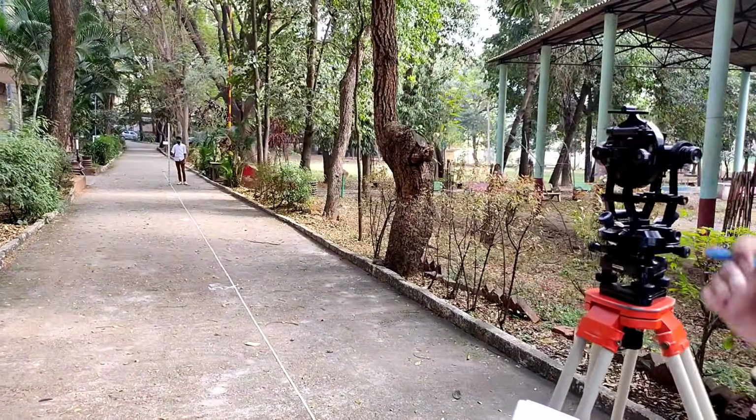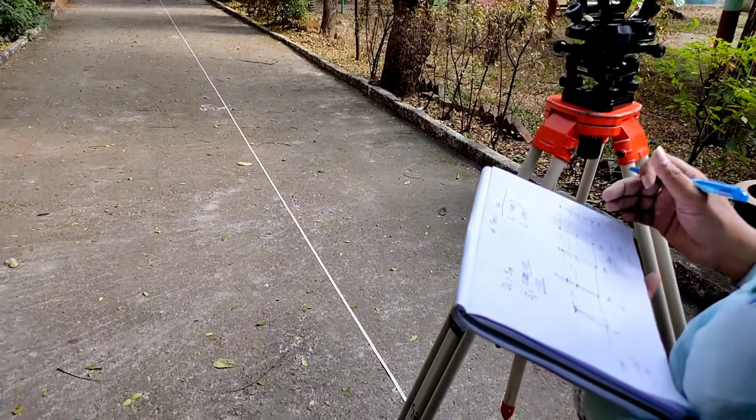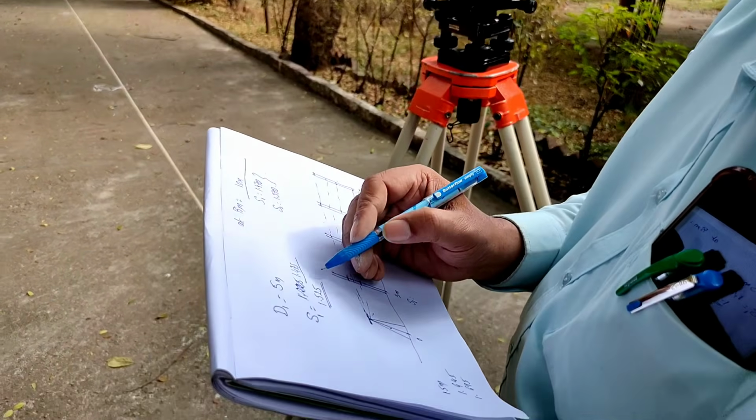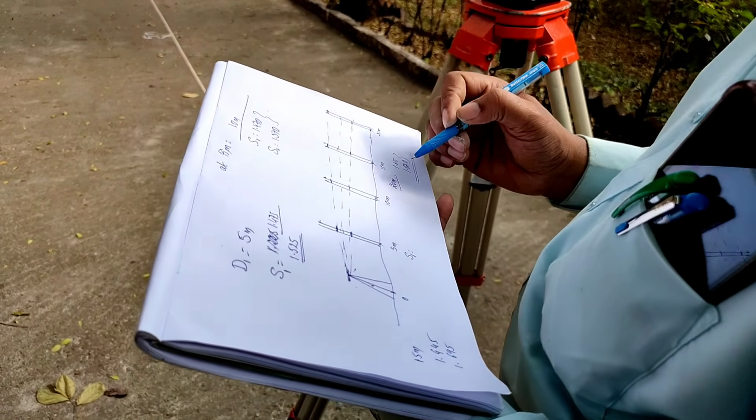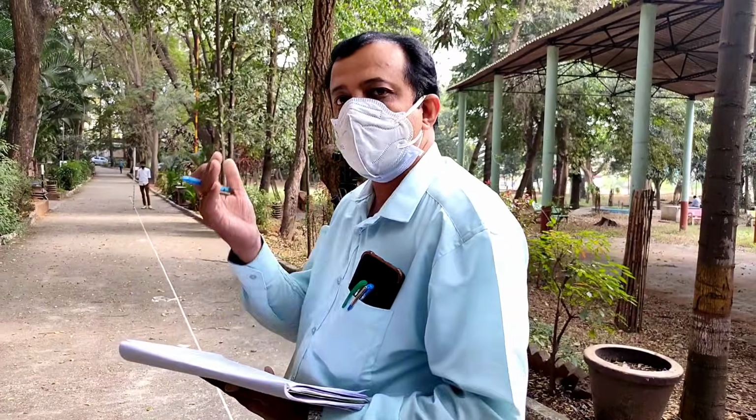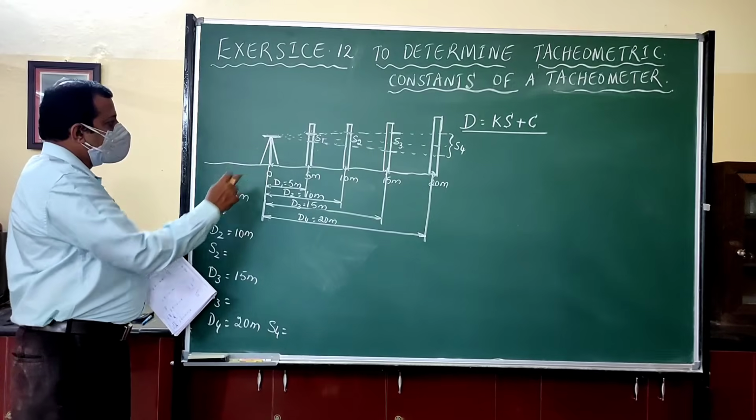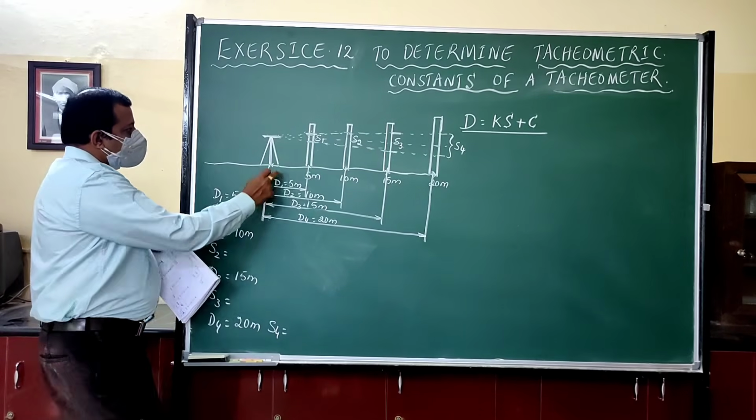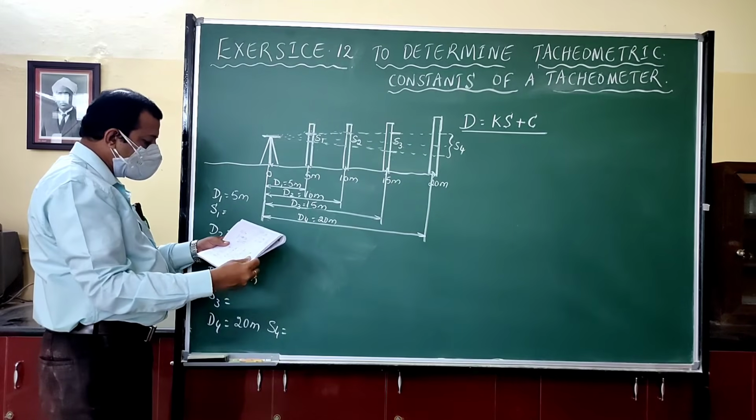After taking all the readings, now we have to find out the staff intercepts. That is the difference between upper stadia and lower stadia at all the stations. After finding the staff intercepts at all the stations, let us do the calculations in the class. Already we have done the field measurements. After making the field measurements, these are the staff intercepts. All the staff intercepts we have calculated in the field.